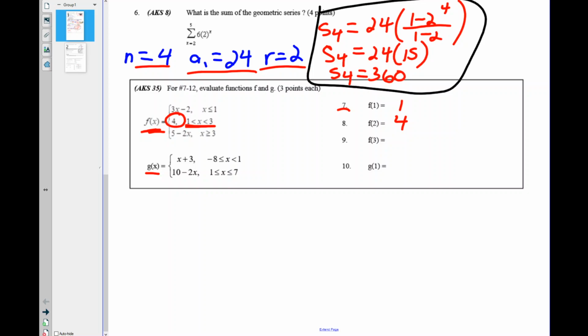F at 3. What piece does that go into? Yeah, the last one, the third one. We're still in function f, but now 3 is included there. Landon, you with us? This way. 2 times 3 is 6. 5 minus 6 is negative 1. You would have bubbled the 1.